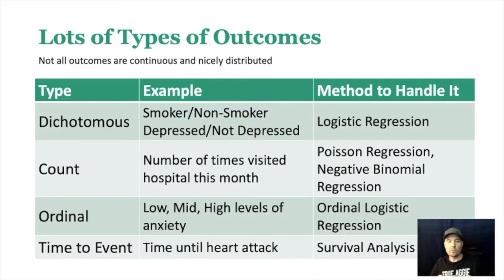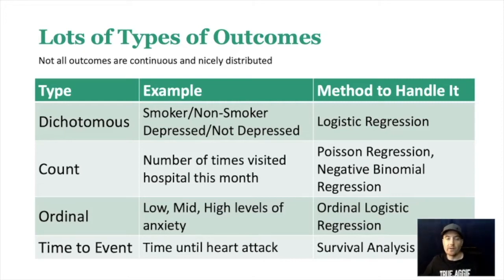So what do I mean when we're talking about generalized linear models? Well, first you need to understand that there's a lot of types of outcomes out there in the world. Not all are just continuous and nicely distributed like we've mostly worked with in this class. For example, we have dichotomous outcomes. An example of that would be smoker or non-smoker, depressed and not depressed. If that's our outcome, then one way to handle it would be logistic regression. That's a type of GLM.